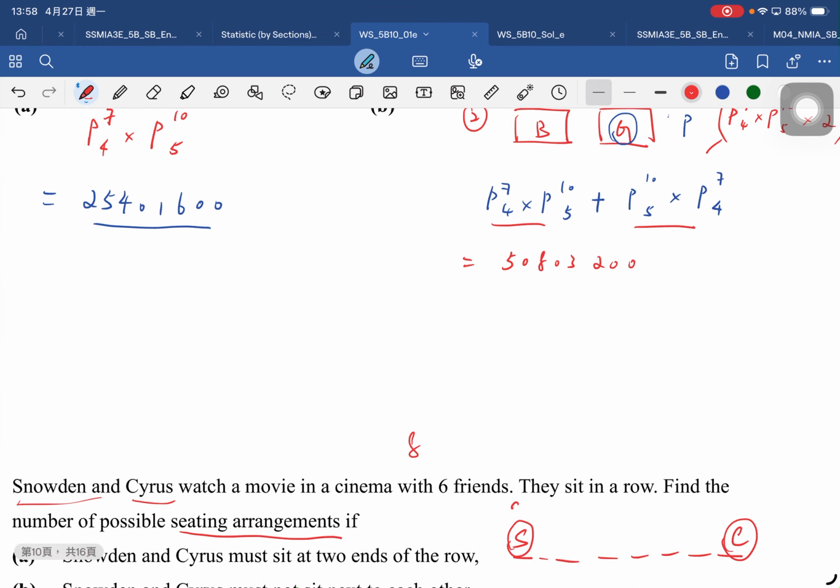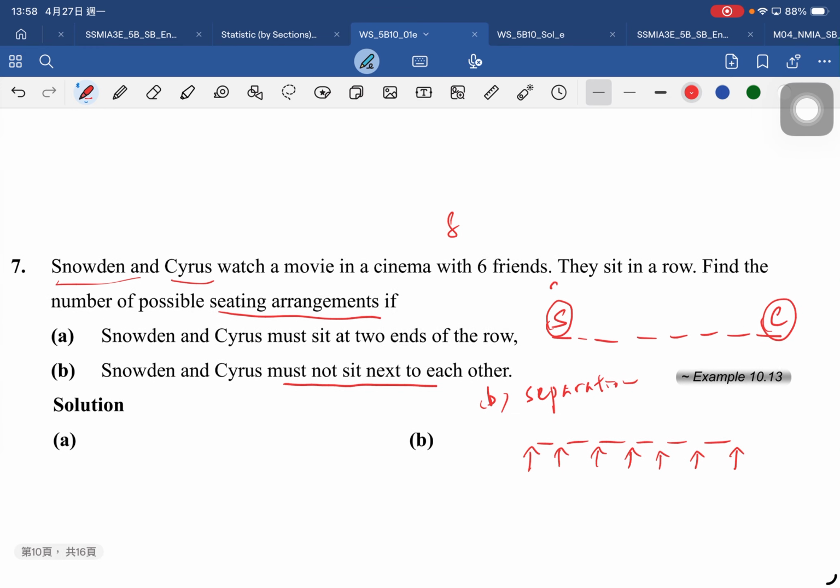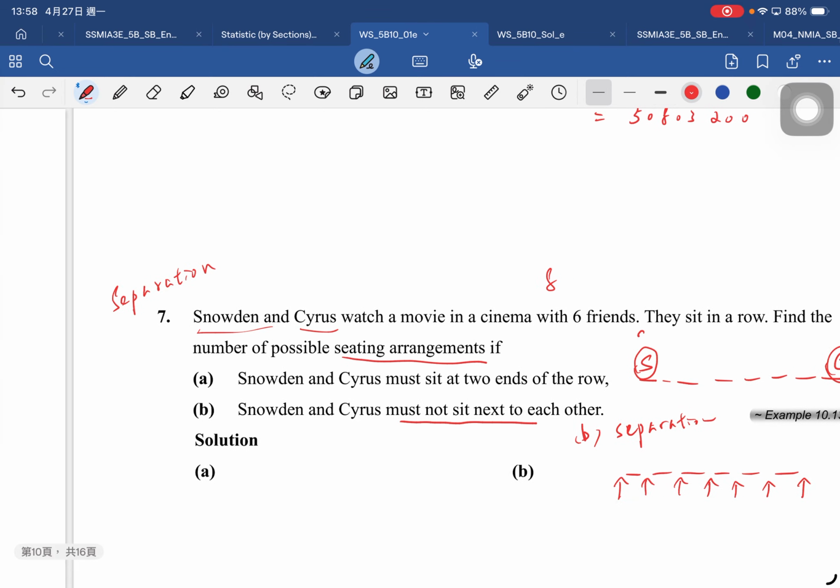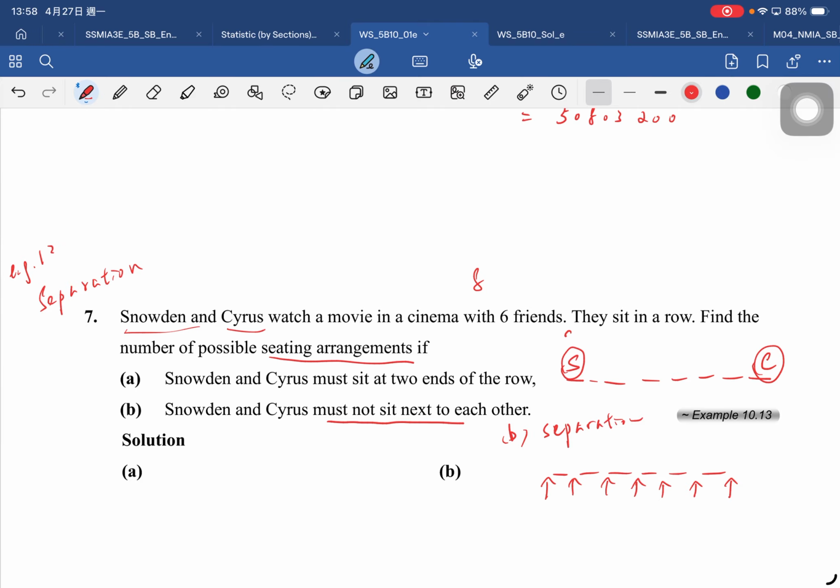So to make sure you understand, this is the typical question. The second key specific case is about separation. Besides grouping people together, sometimes you are asked to separate them. This is example 13. Last lesson I discussed with you. Snowden and Cyrus watched the movies in the cinema with 6 friends. That means totally there are 8 persons. They sit in a row. Find the number of possible sitting arrangements.